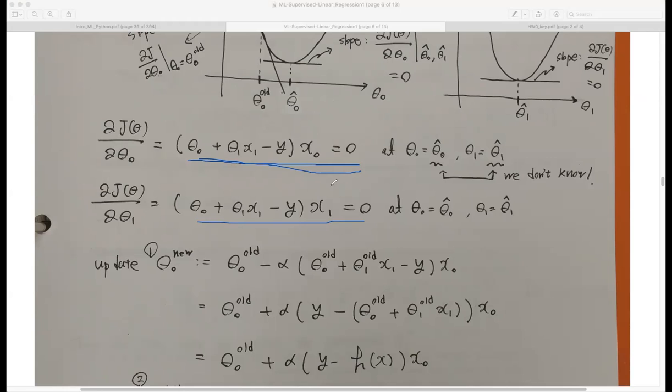Since we don't know the actual critical values, I mean this equals 0 at theta 0 hat and theta 1 hat, but since we don't know them, that's a problem, right? So now then what? Instead of finding theta 0 hat and theta 1 hat, which are critical values, what are you going to do?